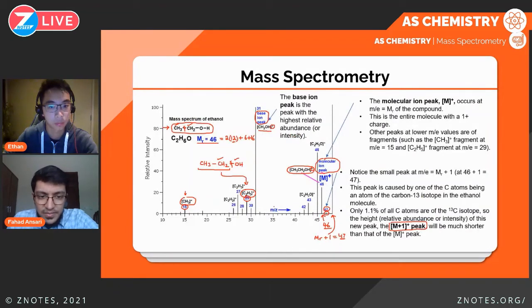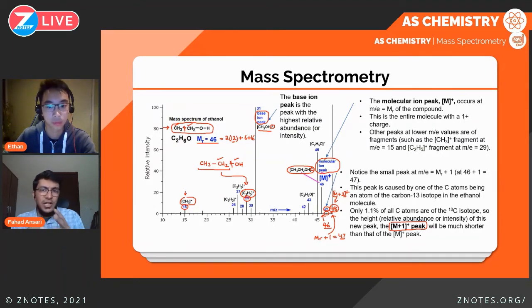Here, I've only shown it up to the M plus one peak. Further to the right, we could have an M plus two peak at a mass to charge ratio of 48. This could be an M plus two peak where both the carbon atoms are carbon-13, but because the chance of a carbon atom being the carbon-13 isotope is only 1.1%, the height of this particular peak is so small, it's barely noticeable.